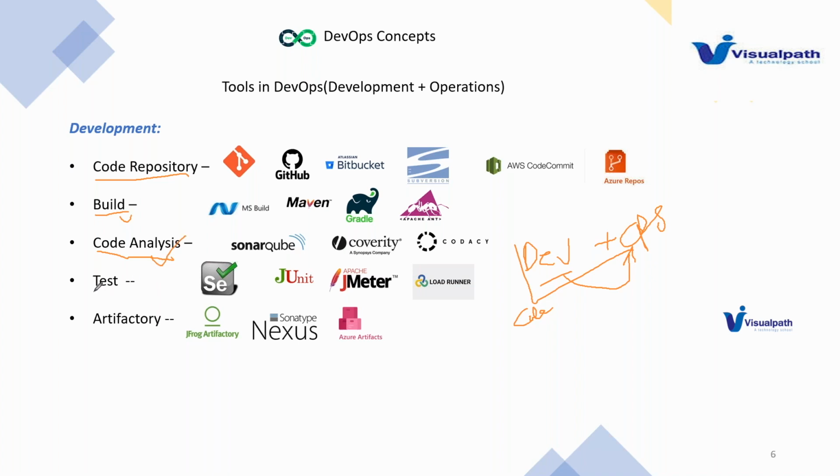When it comes to testing, we can use unit testing or automation testing with these tools. Once the code is built, the analysis is done, and testing is done, we need to push the package generated in the build. Those packages or DLL files need to be pushed to another storage, which is called an artifactory.